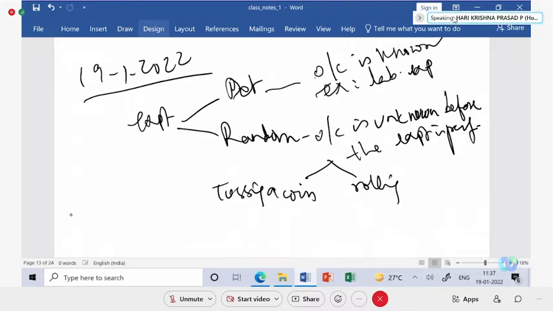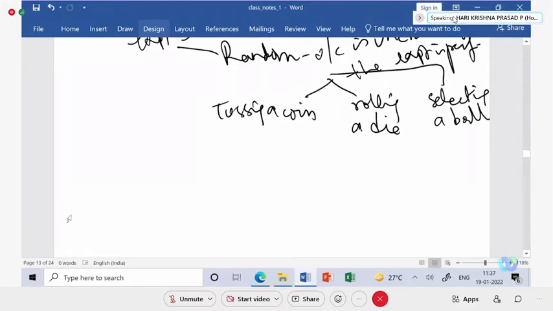Any other example? Selecting a ball. Like this, you can list out several random experiments. Can you please give me one more example? Another example can be constituting a committee. This cannot be quoted under random experiment because whenever you form a committee, there will be definite rules. So I will not include this.